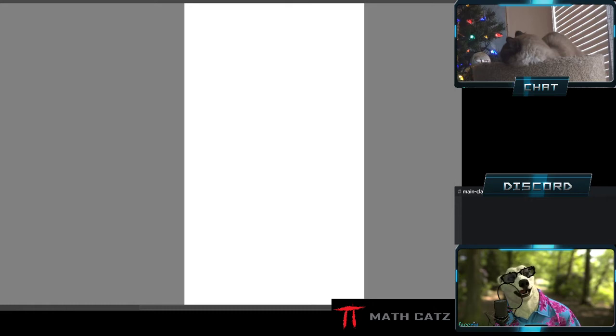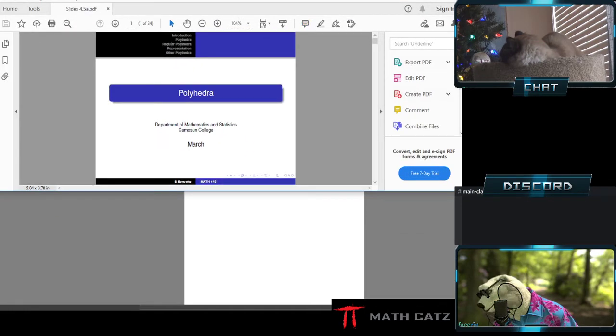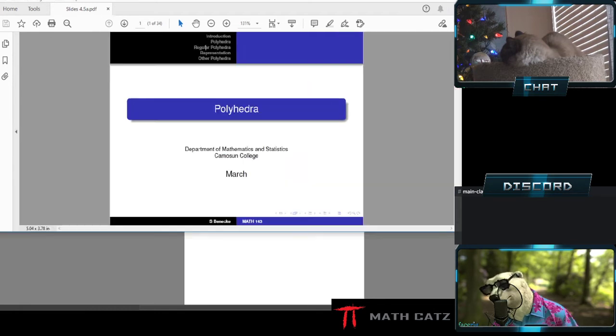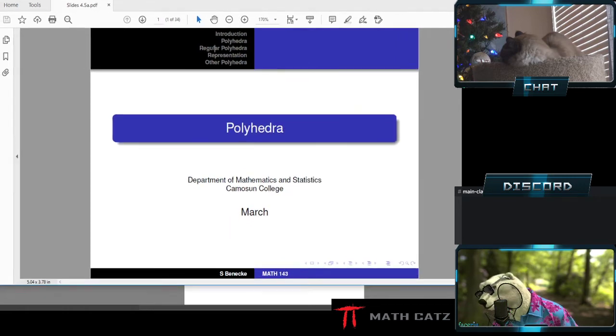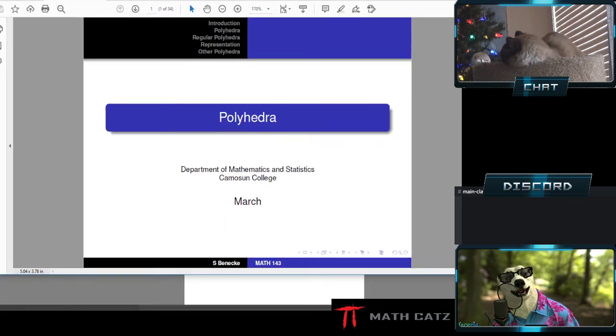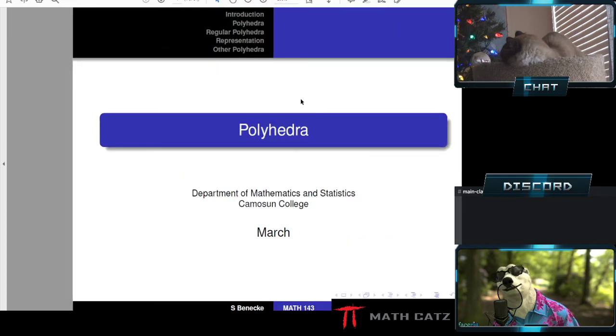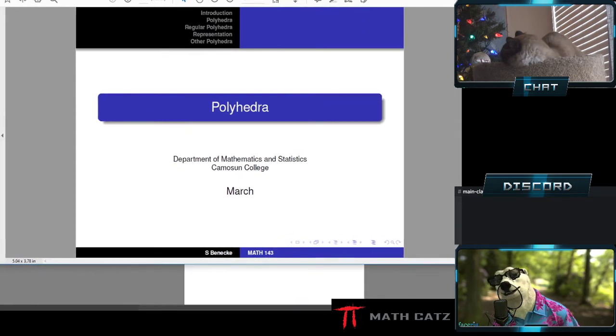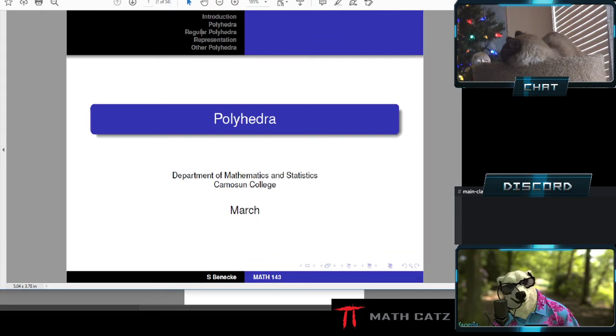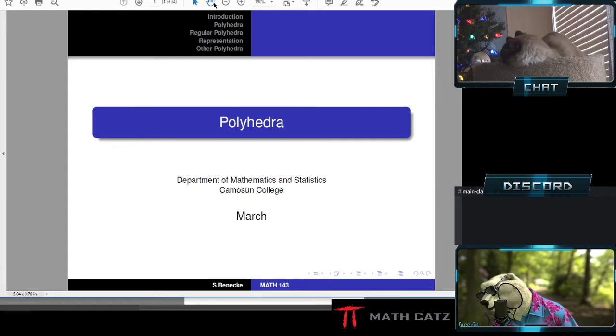Our topic on polyhedra. Come on, PDF. Drag you over. Make this PDF as big as it can be. Move it up. Maximized. Oh. As soon as I go too close to the edge, it just snaps. Okay.